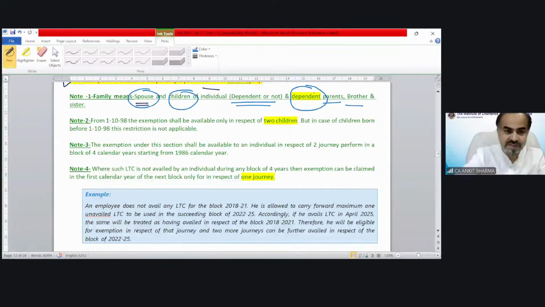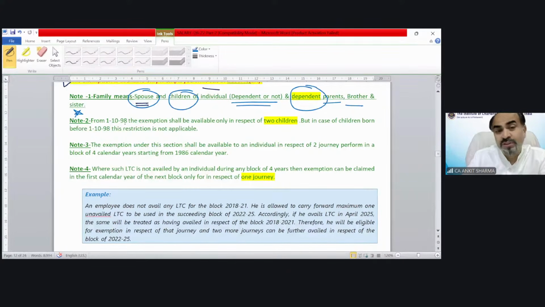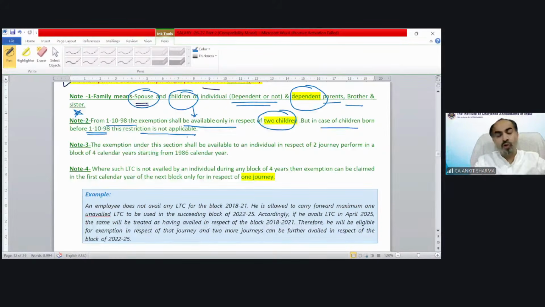Now note number 2. This is very interesting. And on this note number 2, I guess once or twice the question has been asked in the examination. The note says from 1st October 1998. This note is for children. How many of our children we can take for the purpose of exemption. So the concept says from 1st October 98, exemption shall be available only in respect of 2 children. But in case of children born before 1st October 98, this restriction is not applicable.